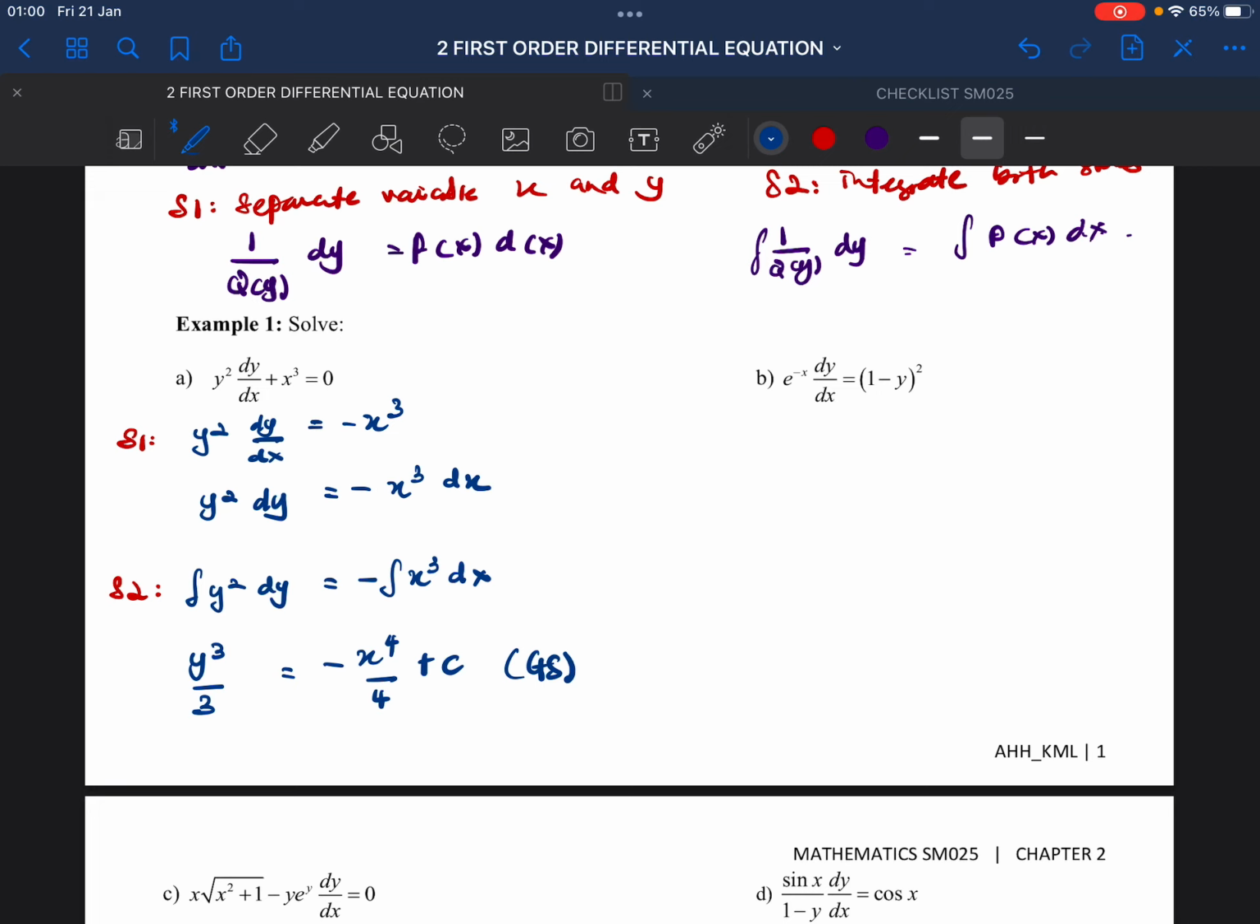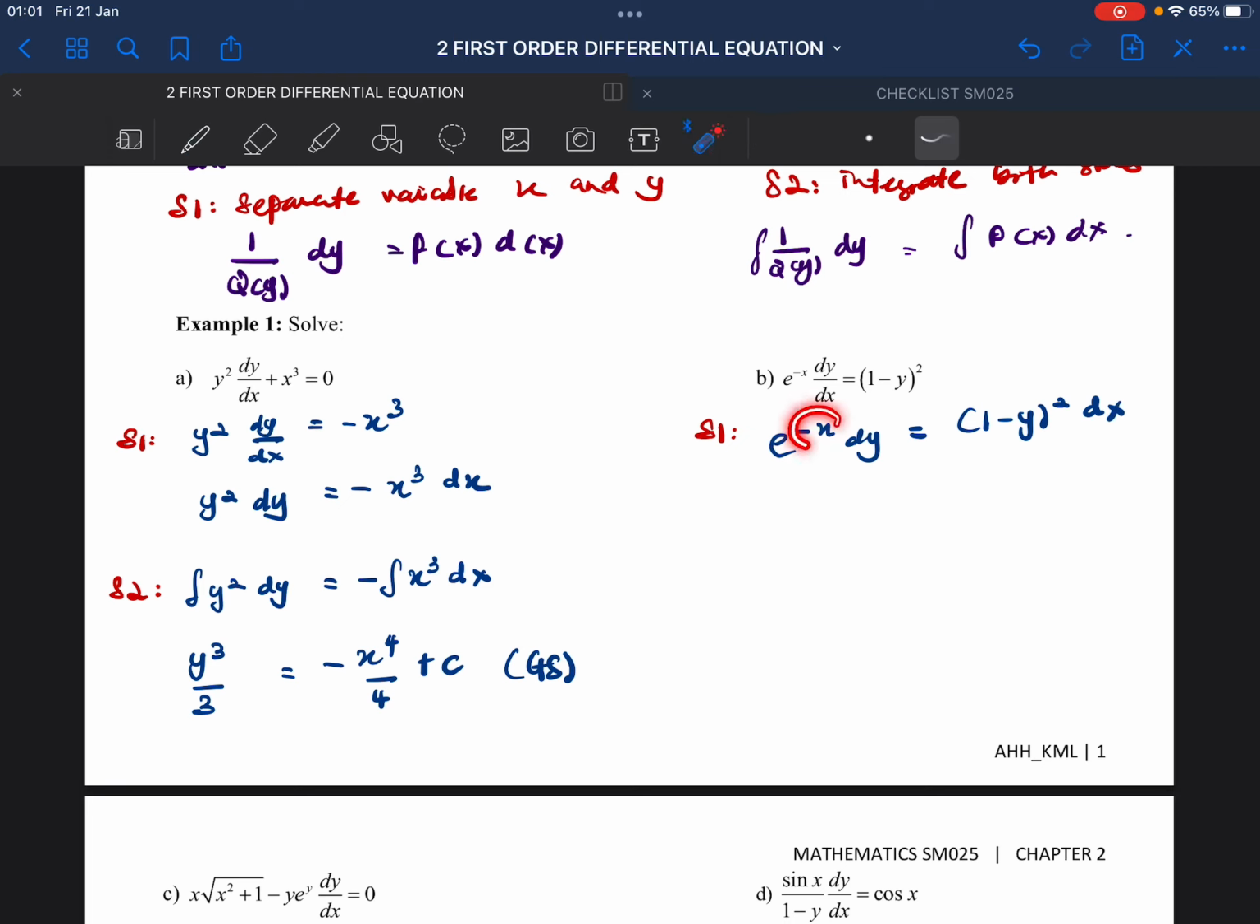So let's say example B. We have exponent negative x dy over dx is equals to 1 minus y square. Okay, the first step supaya tak salah pindahkan, tak salah separate kan, tak salah rearrange, just move dx here first. So your first step, we rearrange first. You should have exponent negative x dy equals to 1 minus y square dx.